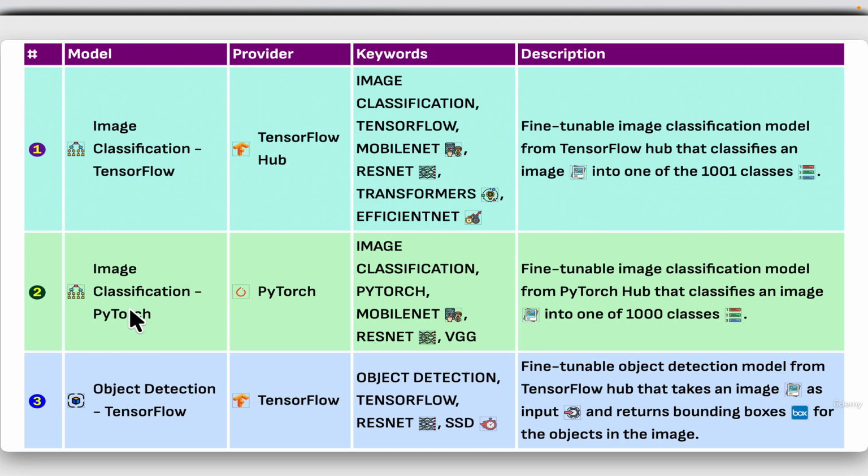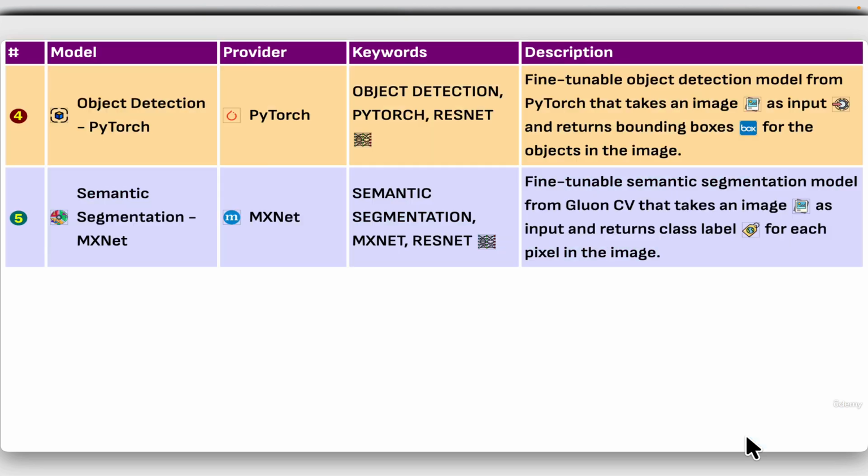So you have an image classification model from PyTorch as well. Again, this will classify into 1000 classes. So you can play around and see which one fits your needs better. And you have detection from TensorFlow. This is a detection model from TensorFlow. It will take an image as input and return the bounding boxes for the objects in the image.